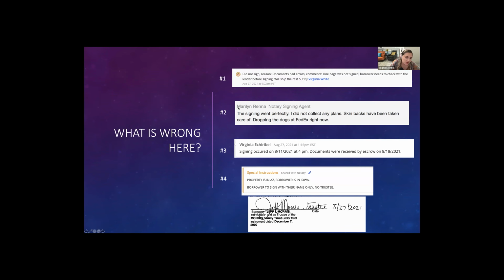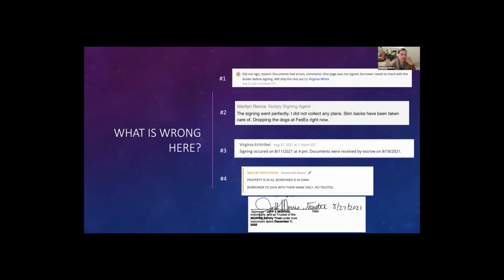Number 2. This one is one of my favorite status updates that we've ever had, but it's kind of funky, right? So let's go for Leslie Blevins. Okay. The signing went perfectly. I did not collect any plans. She probably meant to put funds. Yeah, scan backs should have been scanned back. It's been taken care of, dropping the dogs at FedEx right now. Yeah, that's right. You got it.